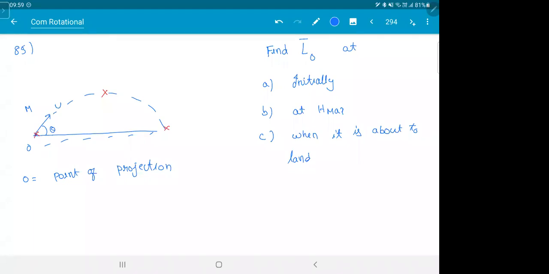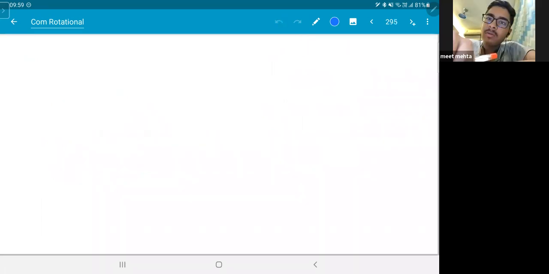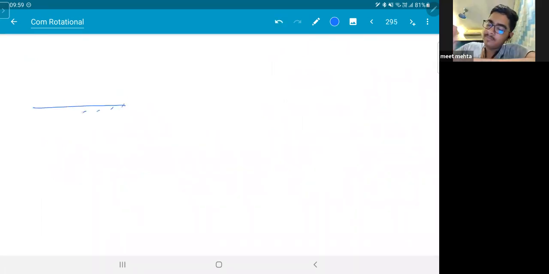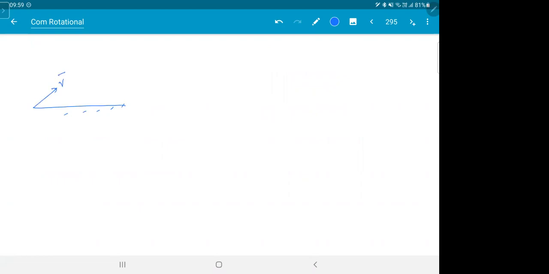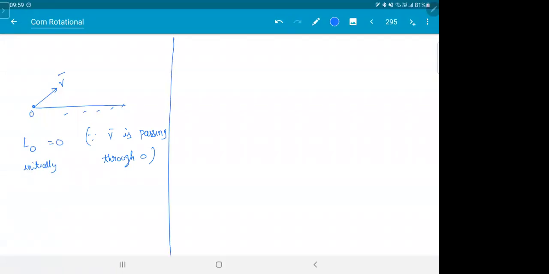What is the initial one? 0. 0, no? It is passing through the point, right? Initially, velocity is passing through that point O. So L about O initially is 0. R perpendicular is 0. So V bar is passing through. Then next one.